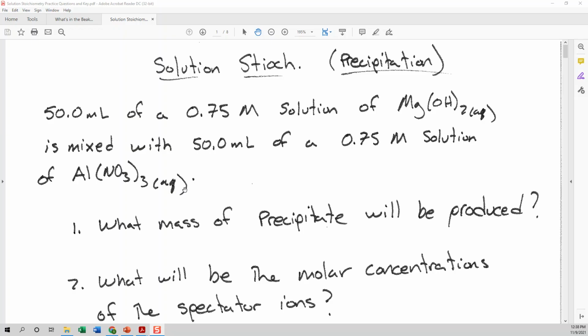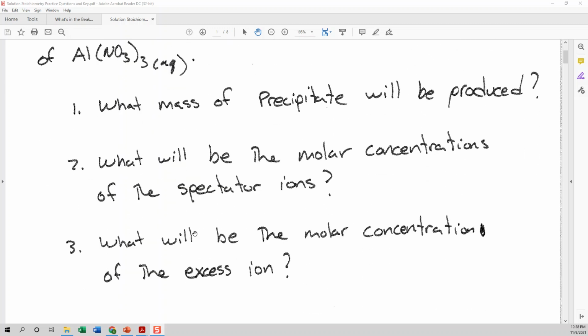I made a video before on solution stoichiometry, and this was a sample question that we did. It says 50 milliliters of 0.75 molar solution of magnesium hydroxide, aqueous, is mixed with 50 milliliters of 0.75 molar solution of aluminum nitrate, aqueous. And you have to answer all the normal questions. But to really understand how to answer them, especially what are the resulting concentrations of everything after the reaction takes place, it's really important to visualize what's going on.